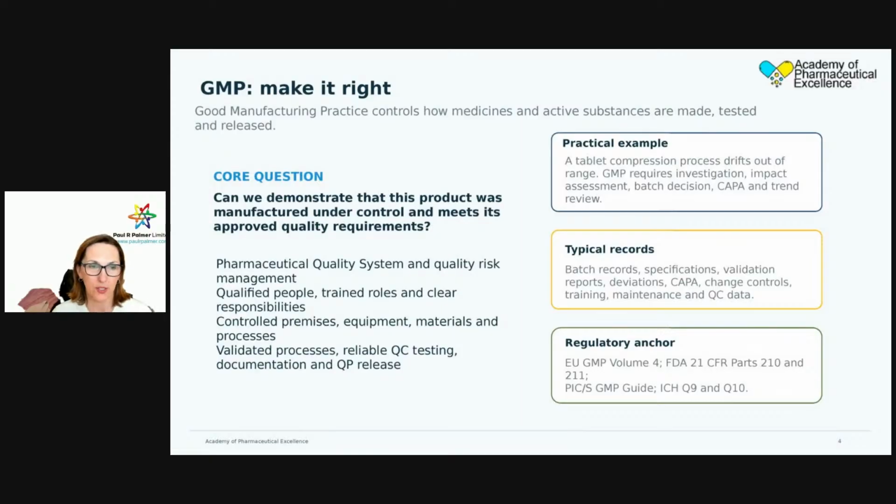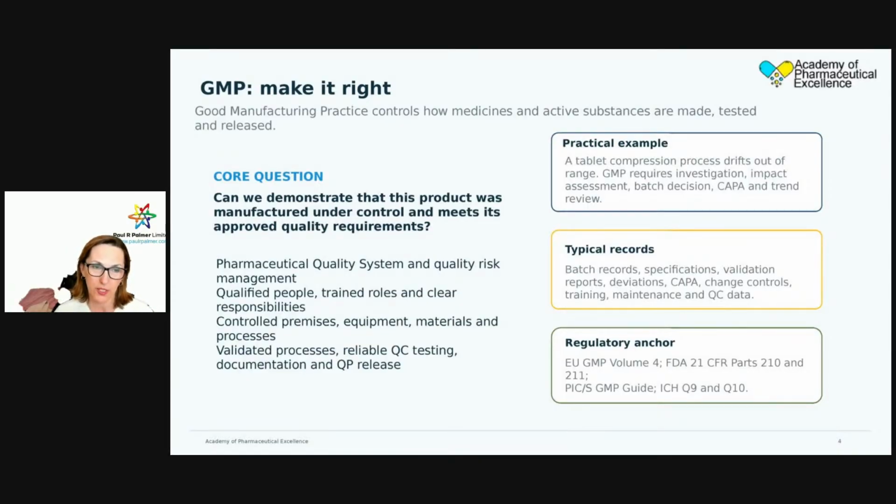Now, we will look at the GMP, or make it right, a little bit closer. Good manufacturing practice controls how medicines and active substances are manufactured, tested, and released. It's not just about what happens on the production line. GMP includes the pharmaceutical quality system, quality risk management, your premises and equipment, utilities, suppliers, materials, laboratory controls, basically all of your chapters of EudraLex Volume 4 and all the relevant annexes, of course.